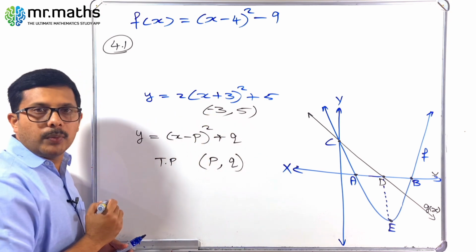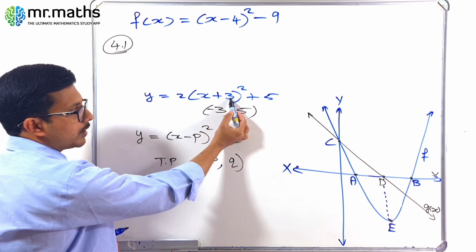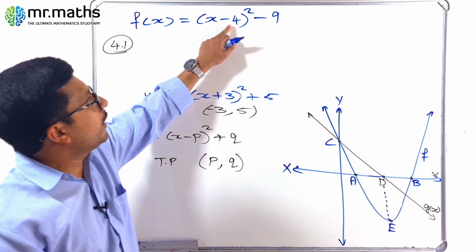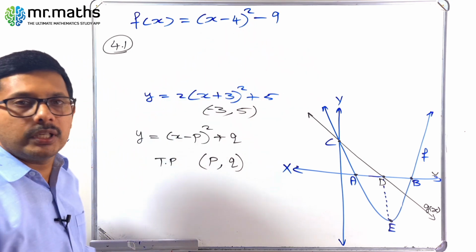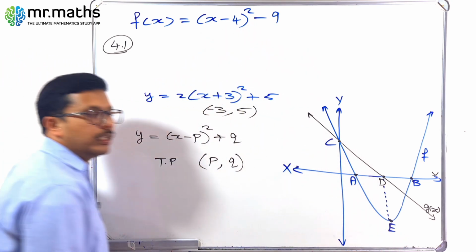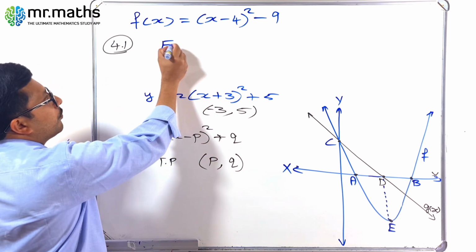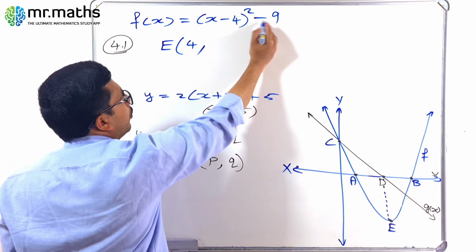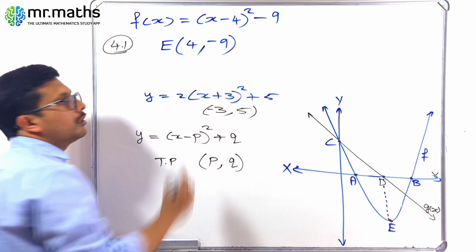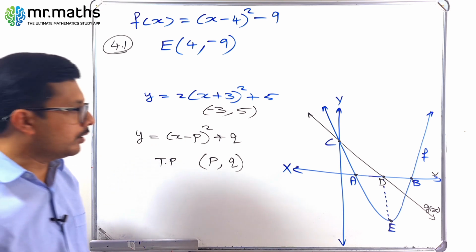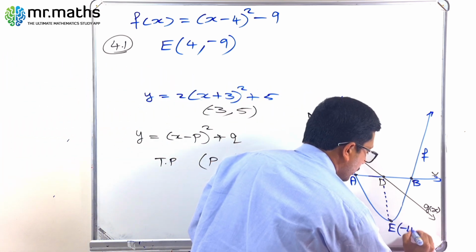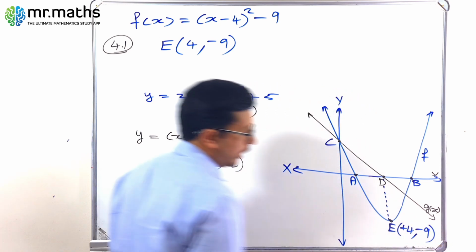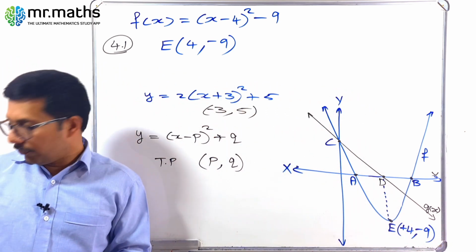Here you have to write minus 3 comma 5. When it is plus 3 here, the coordinate you have to write is minus 3. Similarly here, minus 4, minus 9. So what is the coordinate of E? E is the turning point. So the coordinate of E, here it is minus 4, so you have to write positive 4, not change here, minus 9. So the coordinate of E is 4 comma minus 9. That is the coordinate of E.